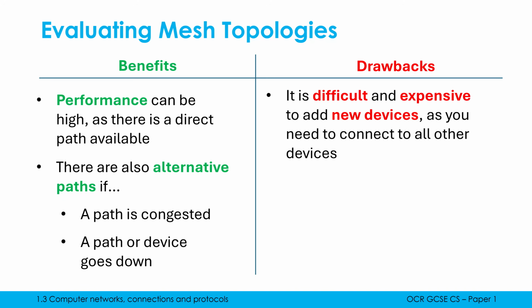Now there's only really one drawback, however it is a massive one, and so this is why mesh topologies just aren't used particularly often. It is very difficult and expensive to add new devices to the network. And this is because every time you add a new device, you need to connect it to all other devices. Now, if this was a wired network, you've got to add loads of physical wires. It gets really messy. It could be a trip hazard and it's expensive. If it was wireless, you've got lots of very similar signals which are potentially going to interfere and collide.